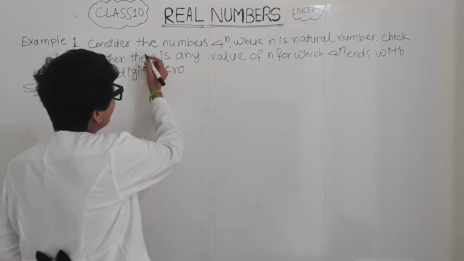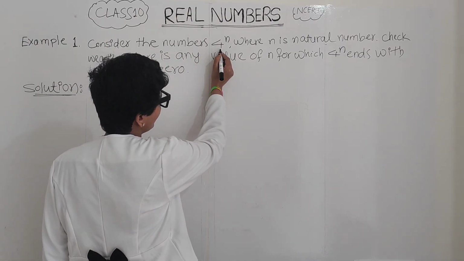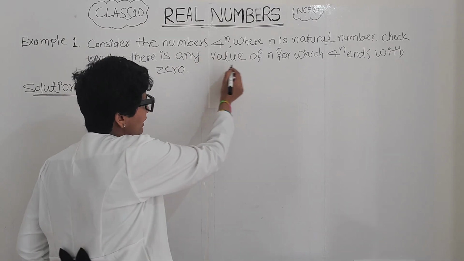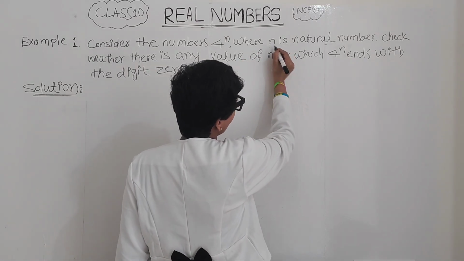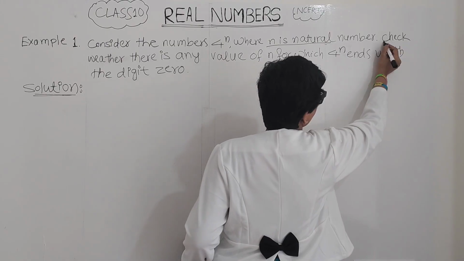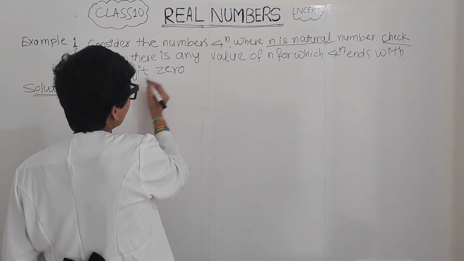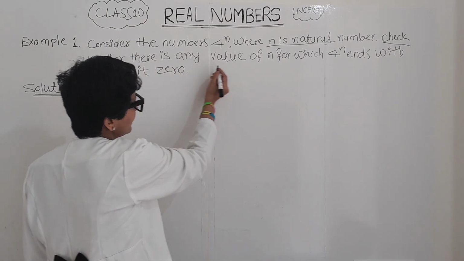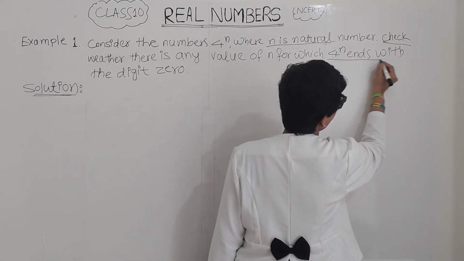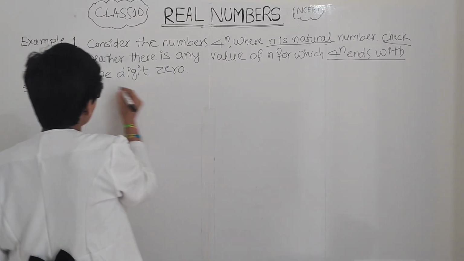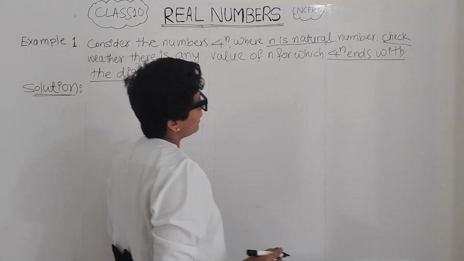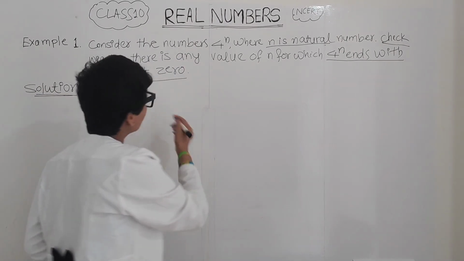Consider the numbers 4 to the power n, where n is a natural number. Check whether there is any value of n for which 4 to the power n ends with the digit 0. We have to check whether 4 to the power n ends with the digit 0.